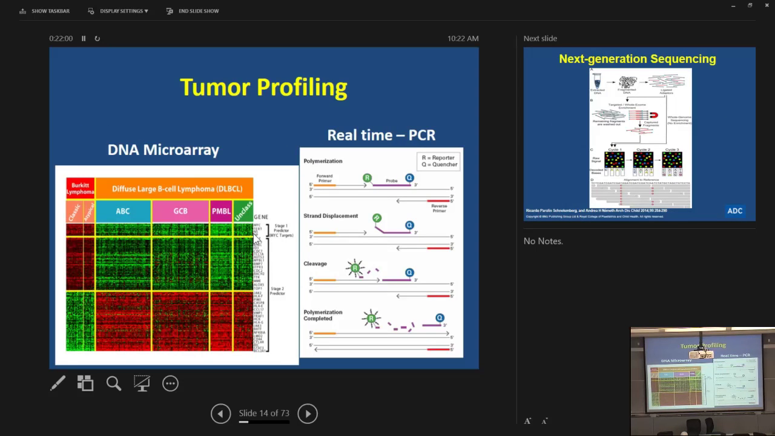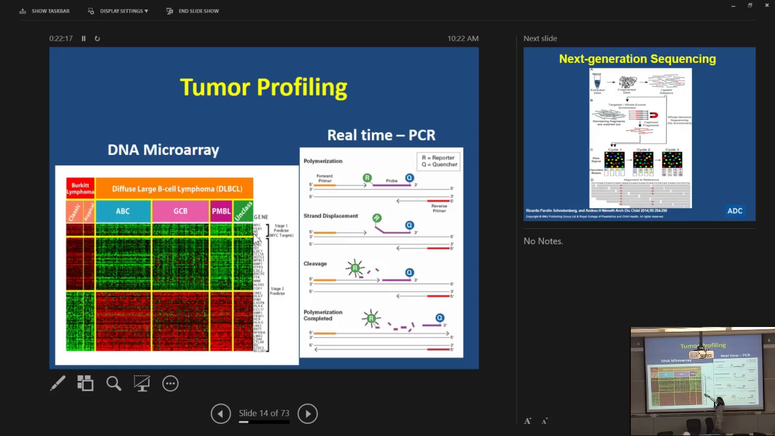So these are some examples that we use just to show how it looks. So this is PCR, right? We're copying the DNA and looking at it. Over here, this is DNA microarray. All right, have you guys ever seen this? Has anybody shown you DNA microarray before?